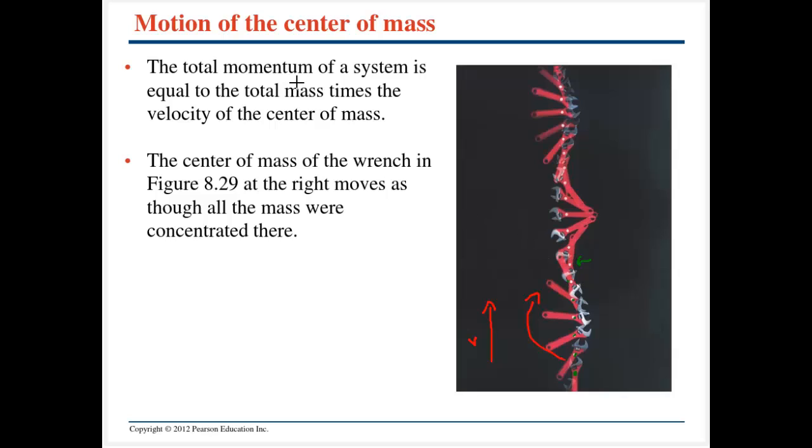Also, we're tying this back into the momentum that I was talking about earlier. What we would say is that the total momentum of a system is going to be equal to the mass of the system multiplied by the velocity of the center of mass. So again, for this wrench, I pretend like all of the mass is concentrated down at the center of mass, and I can apply my momentum equations to the center of mass of the system.